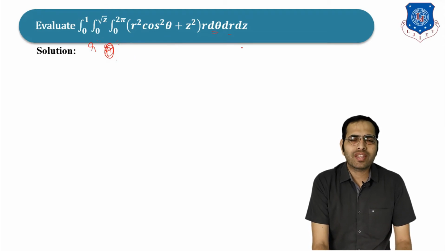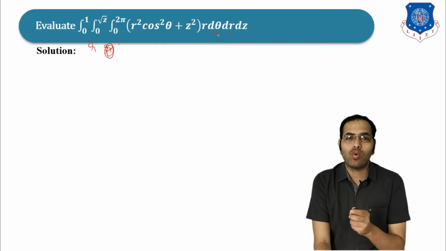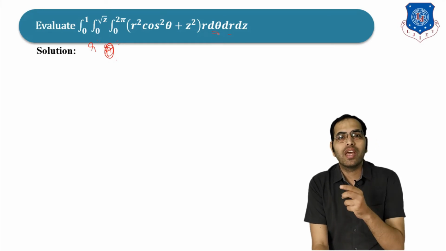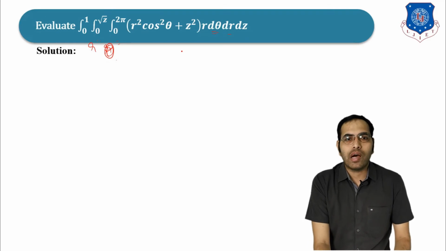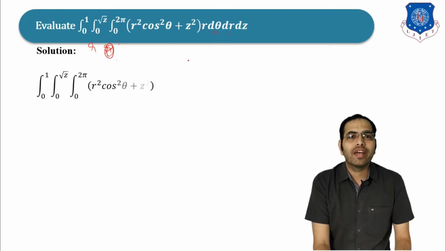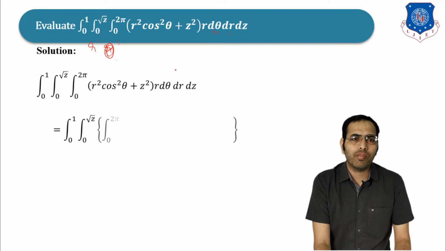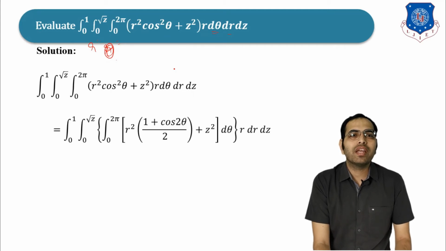In this type of example, the outermost limit is indicated by the constant limit, and the variable limit is inside. Now firstly we have to integrate with respect to theta. For that, we write it in simple form: integral 0 to 1, integral 0 to root z, and integral 0 to 2 pi r square cos square theta plus z square into r d theta dr dz. Here we cannot integrate cos square theta directly. With the help of a trigonometric formula, we write cos square theta as 1 plus cos 2 theta by 2.